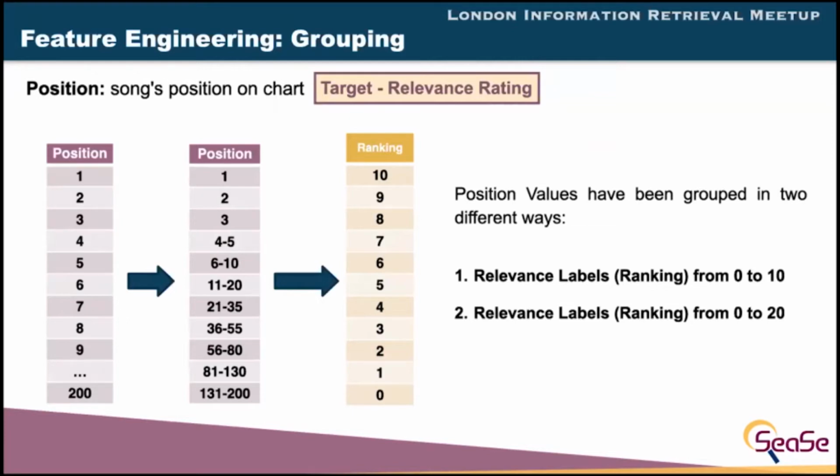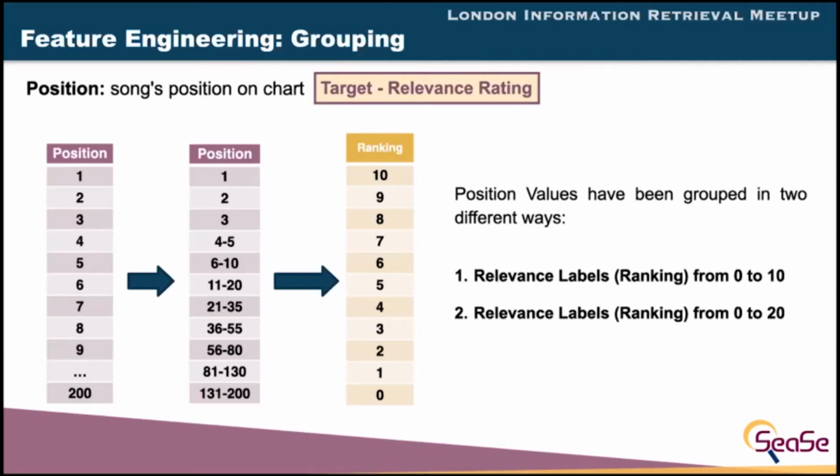This variable was chosen as the target variable and used to estimate the relevant rating. As mentioned earlier, relevance labels should be non-negative integers starting from 0. So using the position values as relevance labels may not be appropriate. As you can see, the position level ranges from 1 to 200, and it may be too high and misleading for the model.